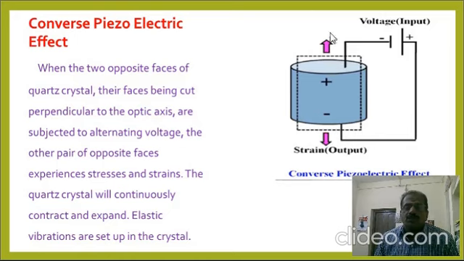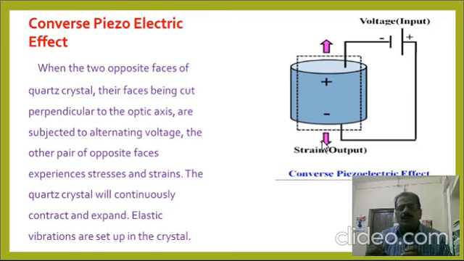So the surfaces elongate, then contract, elongate, contract, and so on. When this happens, pressure variations take place. So stress and strain will take place. The quartz crystal will continuously contract and expand. Elastic vibrations are set up in the crystal. So the crystal will be oscillating.